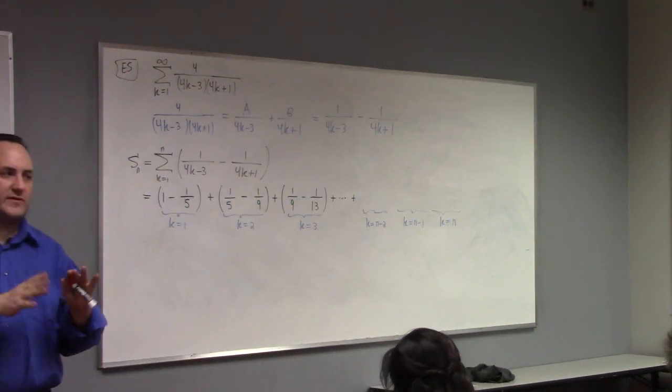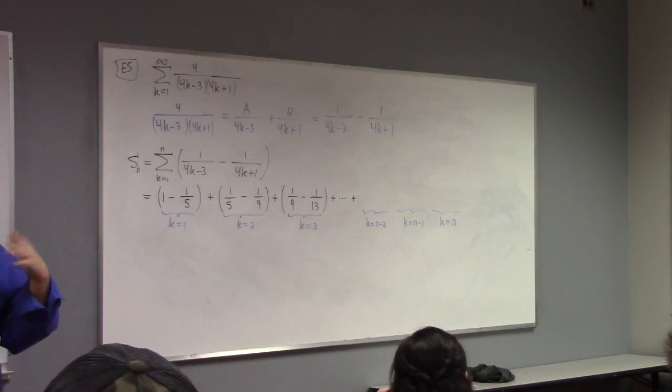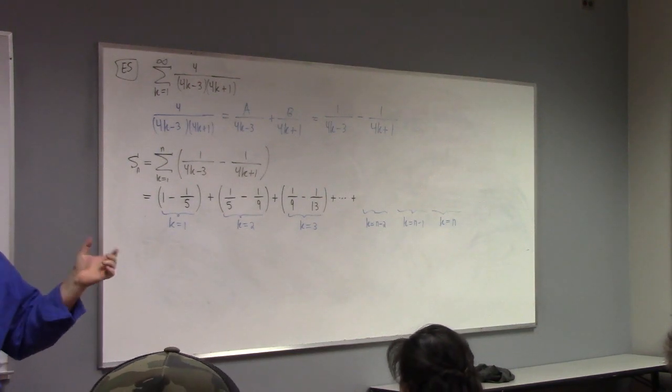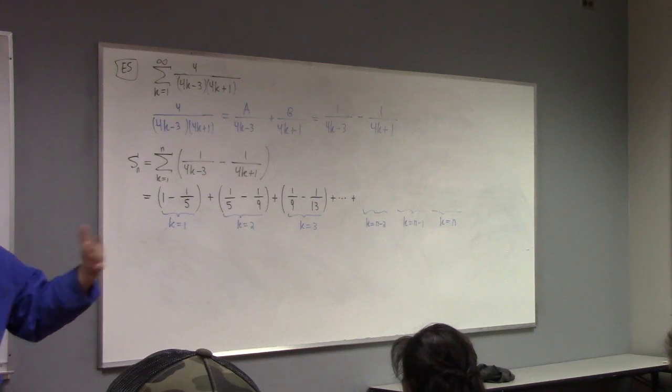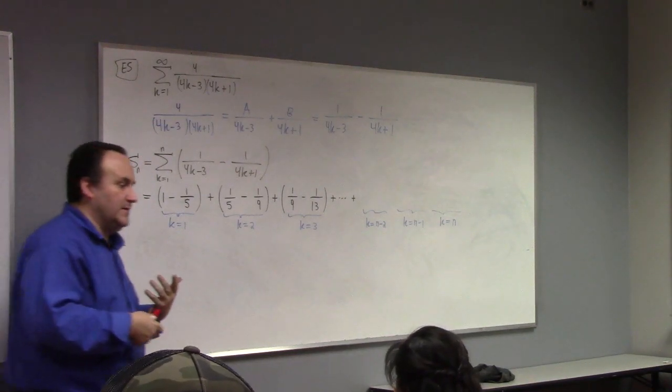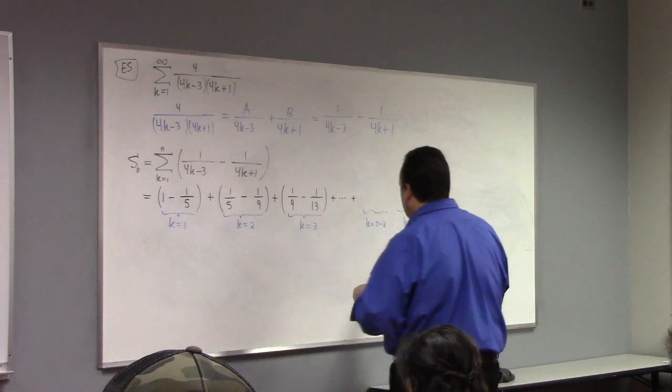You should be aware, this one's pretty simple. There's not a lot left over at the end. Sometimes you have more left over at the end, so you have to keep more of the beginning and the ending to see the cancellation properly. So I'm doing a little bit more than I need to here.